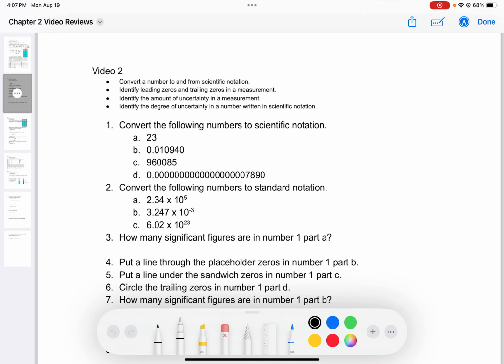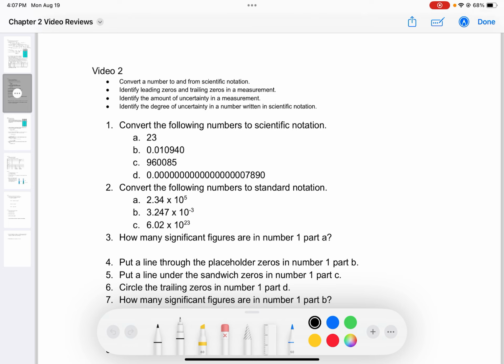What we're going to be doing today is we're going to go over video 2, so the Chapter 2 video 2 review, which you should have watched before class today. I'm going to go over the objectives, what you should know. Then I'll go through this review. Then I'll show you on your practice problems some stuff that you can do now that we've done video 2. So here are the 4 objectives up at the top.